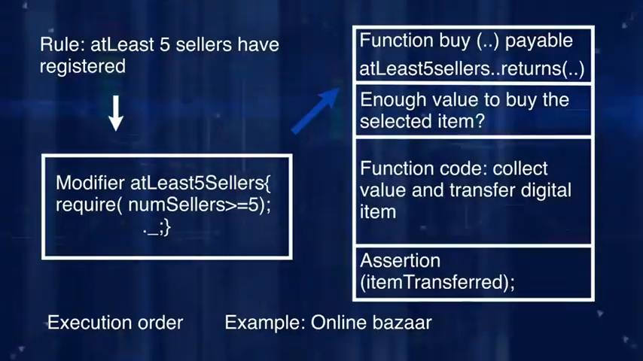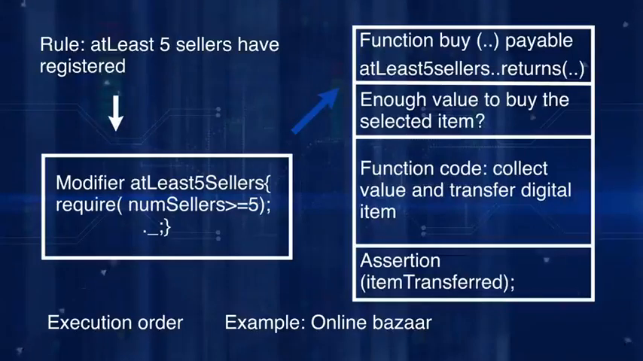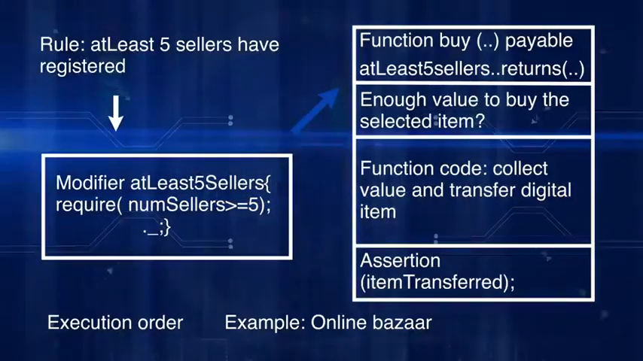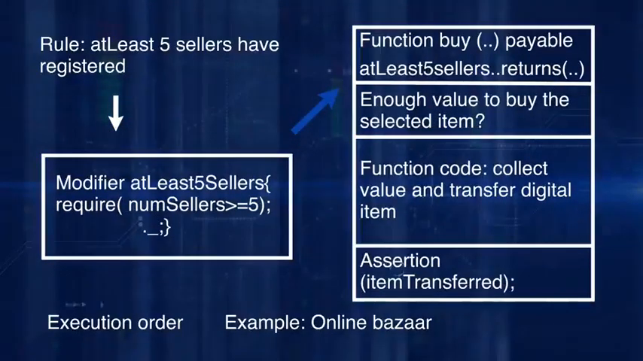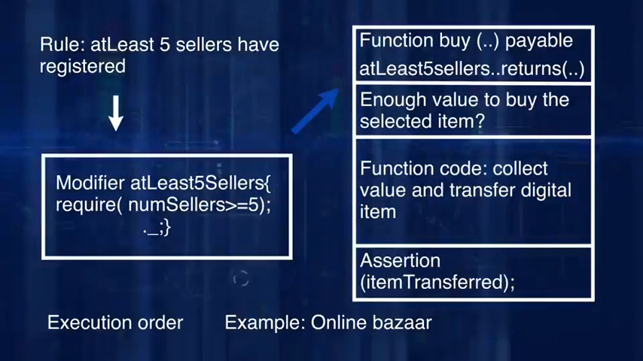We have a simple assert declaration at the end that the bought item should have been transferred. After all, it's a digital item. This will be reached only if the item has not been transferred and could not be transferred due to exceptional reason. This provides a simple example of concept learned in this lesson.